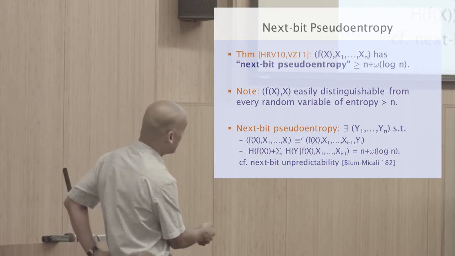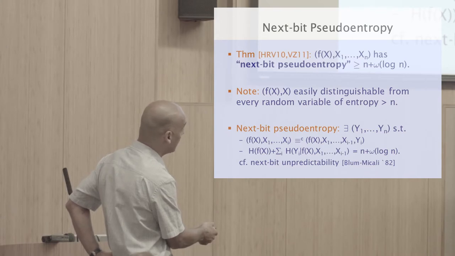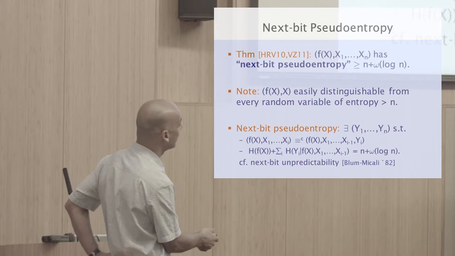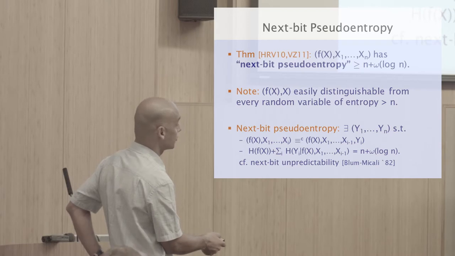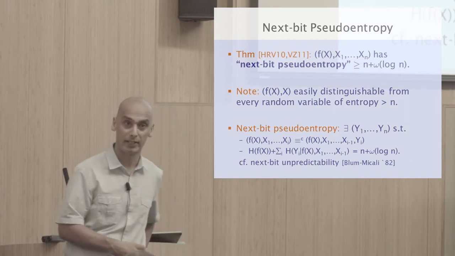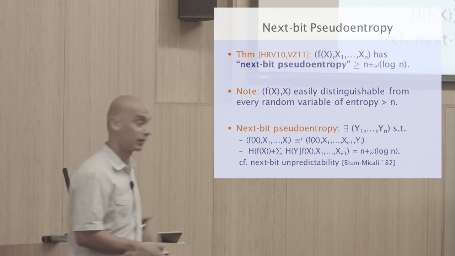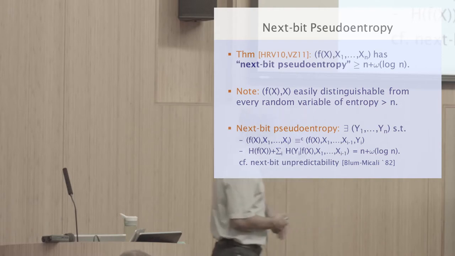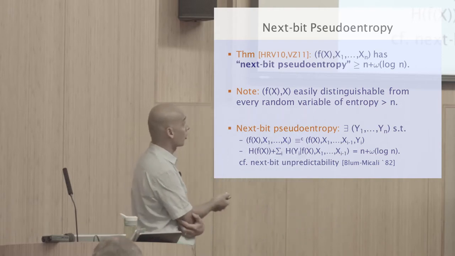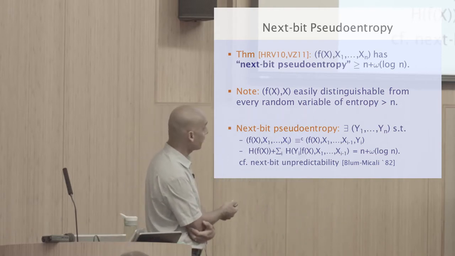And secondly, if we take the entropy of f of x, which is our first block here, and then add the entropy of yi given the prefixes, the sum of these is going to be more than n plus super logarithmic in n. Okay, so again, this is a weaker notion than ordinary pseudo-entropy.